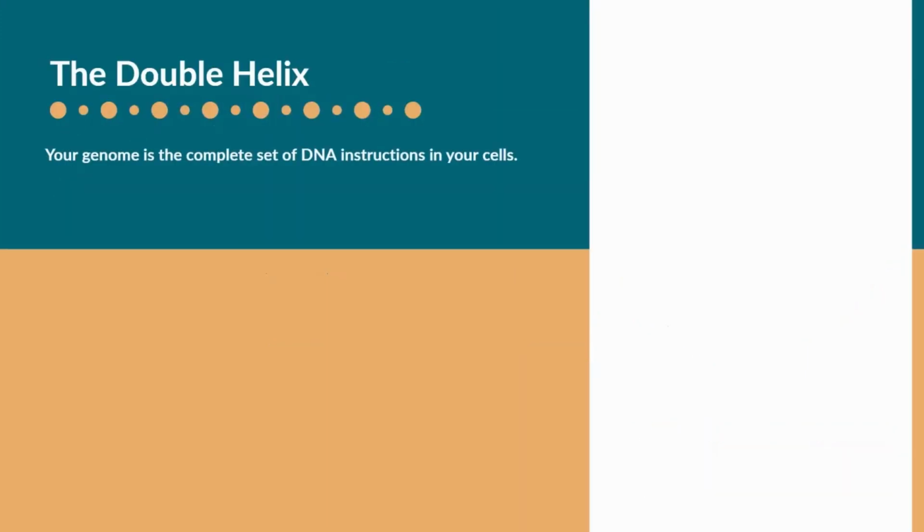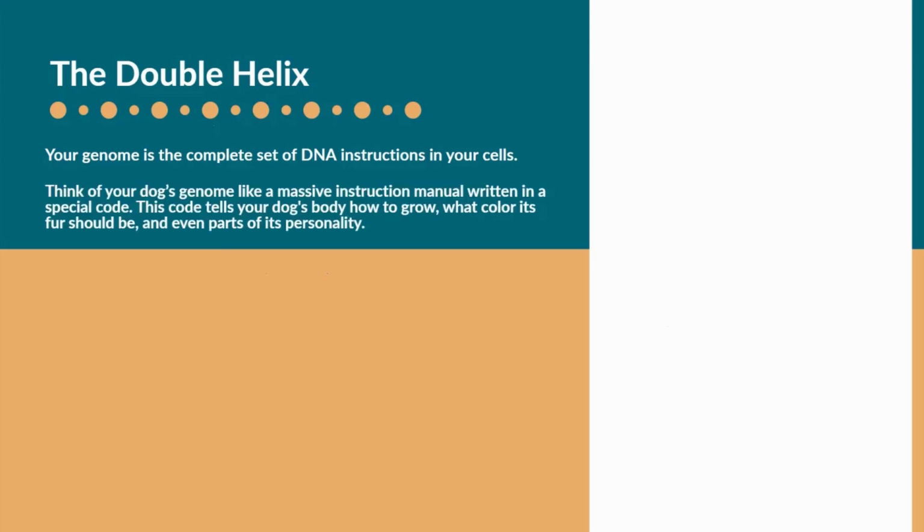Your genome is the complete set of DNA instructions in your cells. It's found in all living things. Dogs have genomes too, and scientists use them to learn how dogs age and why some breeds are more likely to get certain diseases.